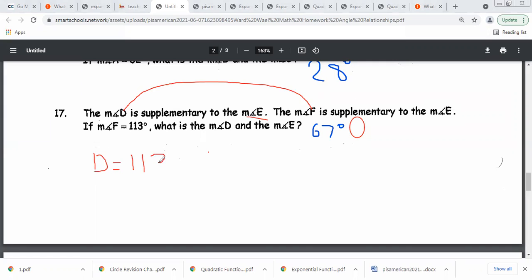Okay, so now F equals 113, then D will be equal to 113. What if you want to find E now? Then we will find the measure of angle E. It will be equal to 180 minus 113, which is equal to 67 degrees. Okay, so once we said D is supplementary to E, and F is supplementary to E, which means F and D should be equal in measure. Let's move to another question.